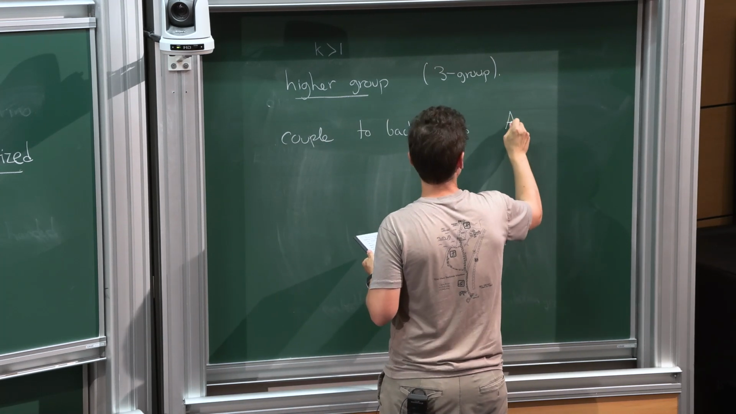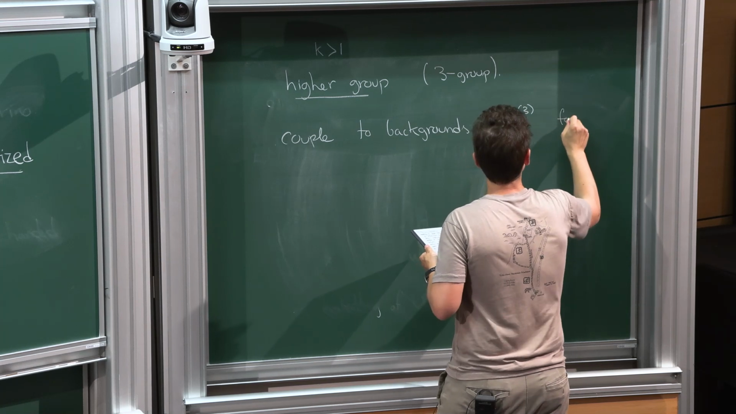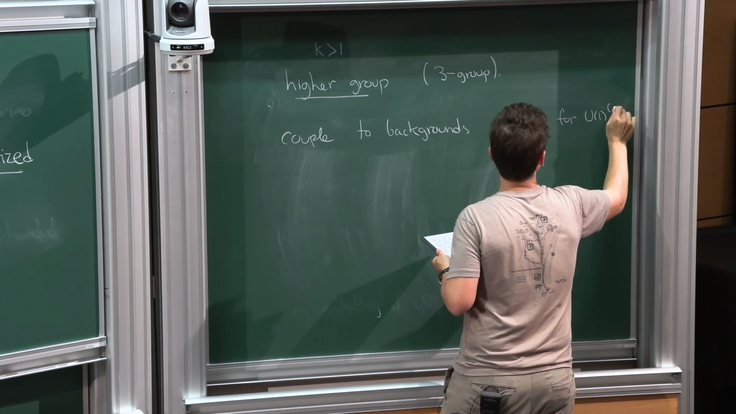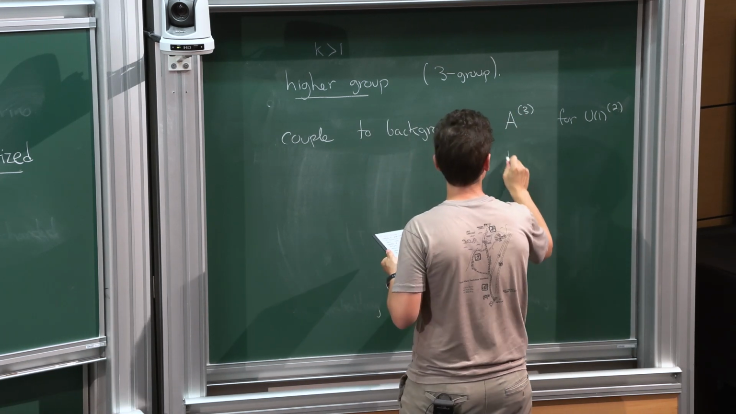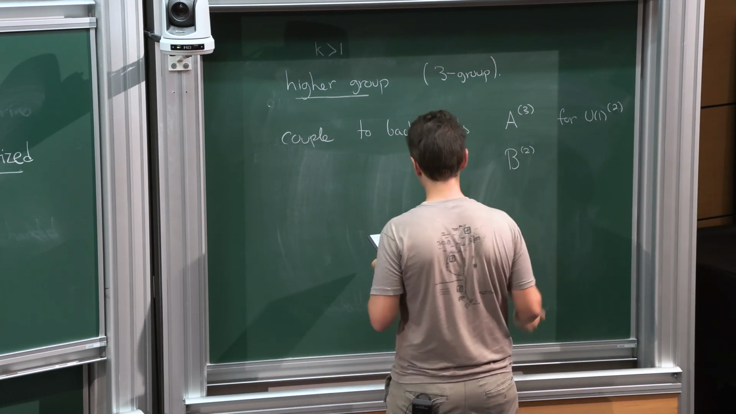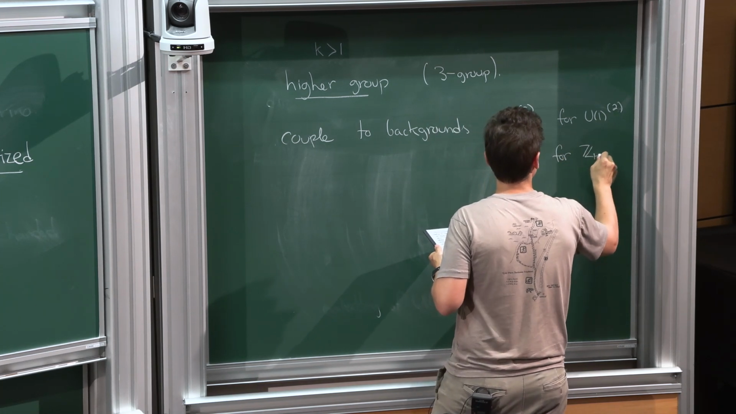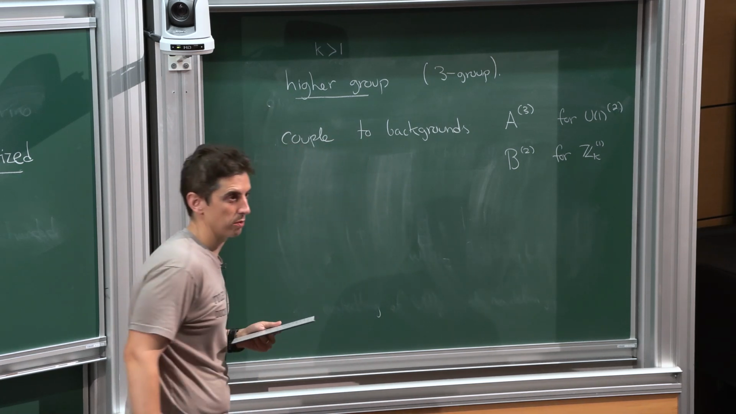Okay, so what will the backgrounds be? So there's a 3-form gauge field for this 2-form global symmetry. And there's also a 2-form gauge field for ZK 1-form symmetry. I'm going to isolate kind of the most interesting part of the higher group.